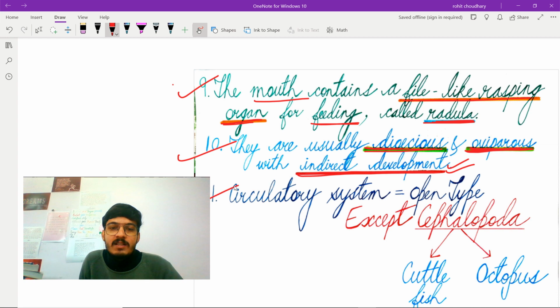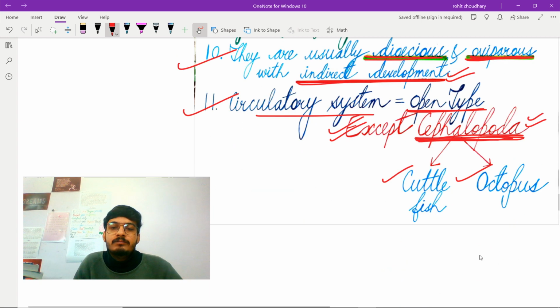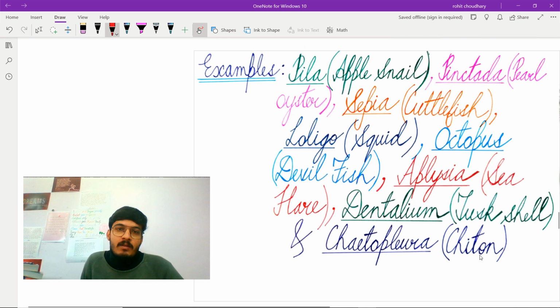The next feature is that the circulatory system is open type. No blood vessels are present, and the organs are directly bathed in blood, except Cephalopoda. Cephalopoda is the class of phylum Mollusca in which a closed circulatory system is present. That means blood vessels are present, and the blood flows through them. The examples are cuttlefish and octopus. These examples are most important.